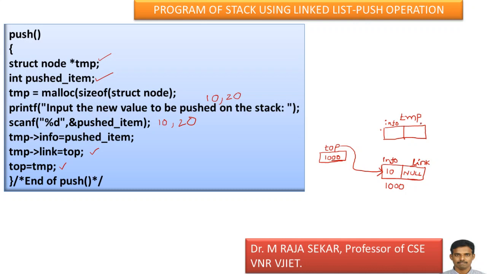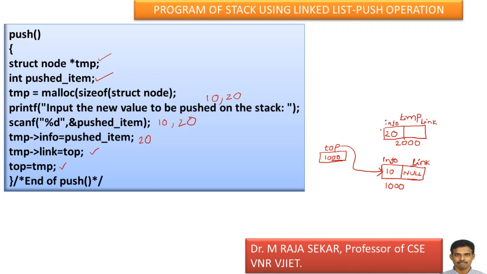Second field is link field. Let me say this address is 2000, isn't it? Now, TMP arrow info equal to pushed and score item. What is my pushed and score item? 20. Therefore, TMP arrow info equal to pushed and score item means here I must write 20, isn't it? TMP arrow link equal to top.